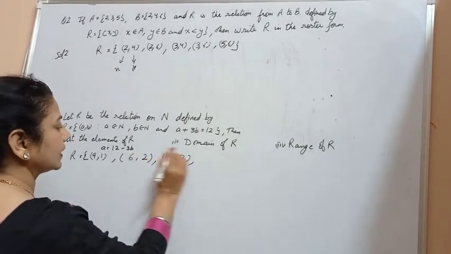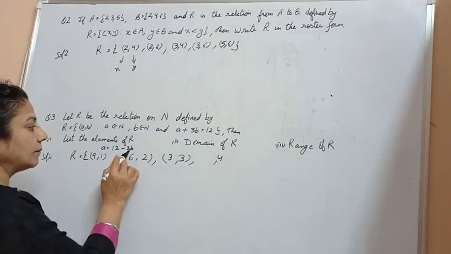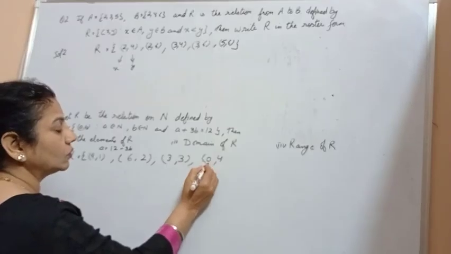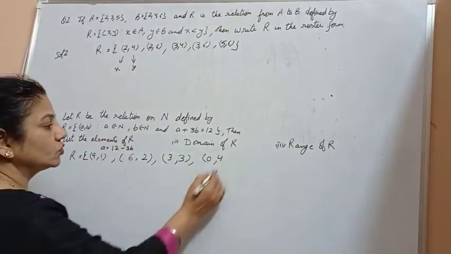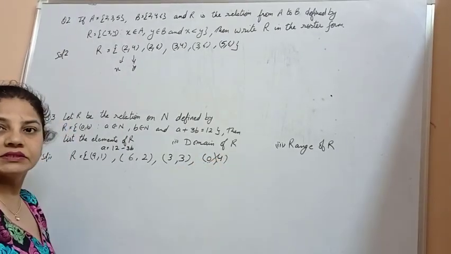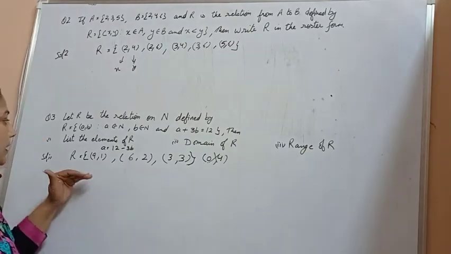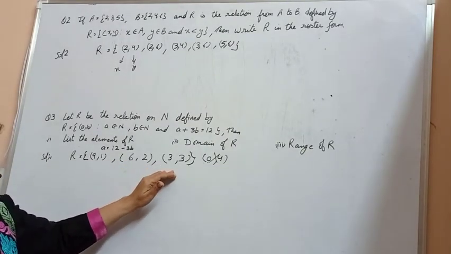Then give the value of B as 4. If I give B as 4, what will happen? 3 fours are 12, and 12 minus 12 becomes 0. And we know that A also belongs to the natural numbers, so this cannot come in this relation. I will have till here only. So we have the relation 9 comma 1, 6 comma 2, 3 comma 3.